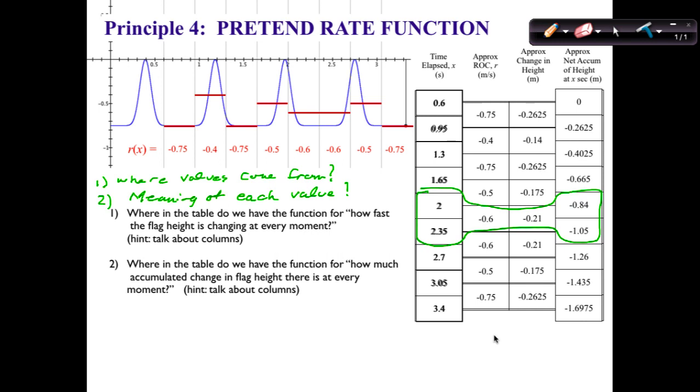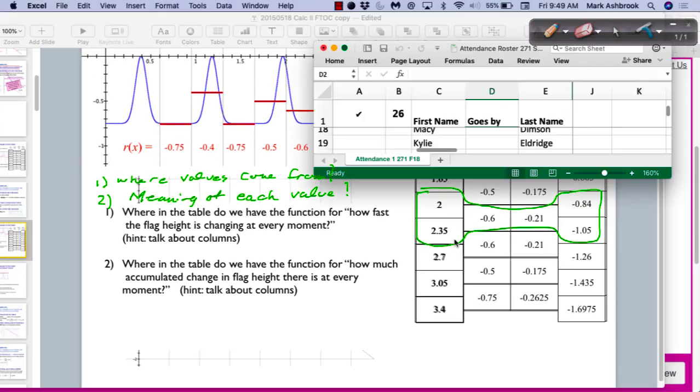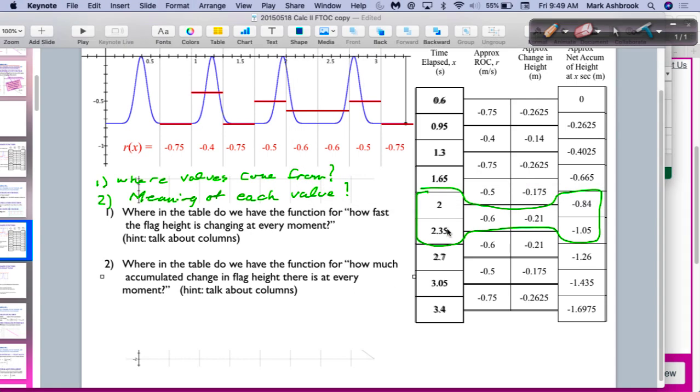Okay, everyone's got a partner. Everyone's talking to somebody. Derek is here to answer your questions as well. Everyone's finding someone to talk to. All right, tell me about the 2 and the 2.35, Kylie. What are those numbers?